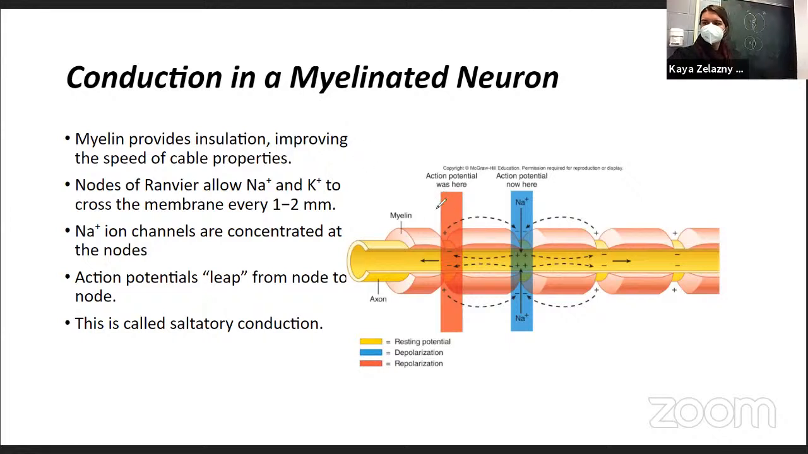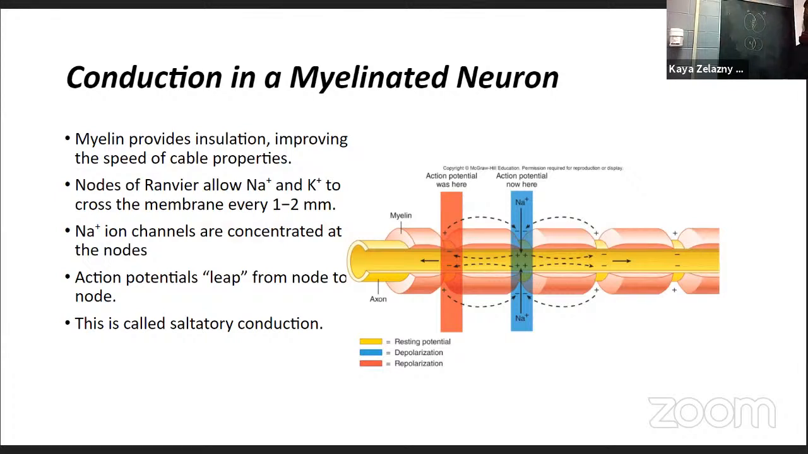So technically, the name for this gap between segments of myelin is a node, specifically a node of Ranvier. And so those are the names of those gaps between our myelin segments. So we're skipping from node to node to node to node. And this is a faster process.